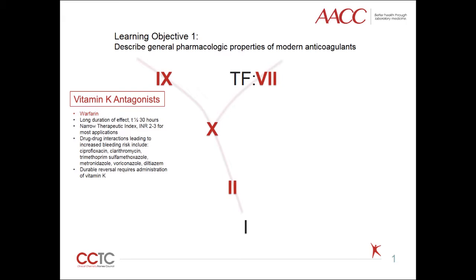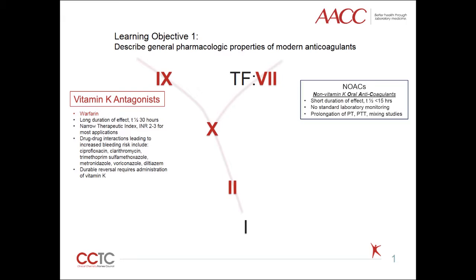The non-vitamin K oral anticoagulants, NOACs, induce anticoagulation through direct inhibition of specific targets. In general, they can be distinguished from warfarin by their rapid onset of anticoagulant effect, short duration of activity, with half-lives around 15 hours or less, and fewer drug-drug interactions. In contrast to warfarin, renal impairment can lead to prolonged NOAC effect, particularly in the case of dabigatran.